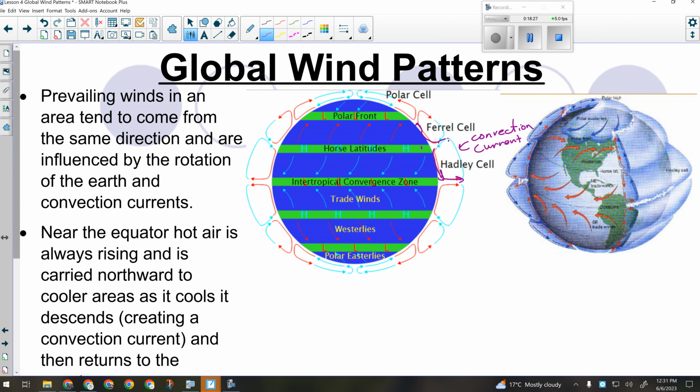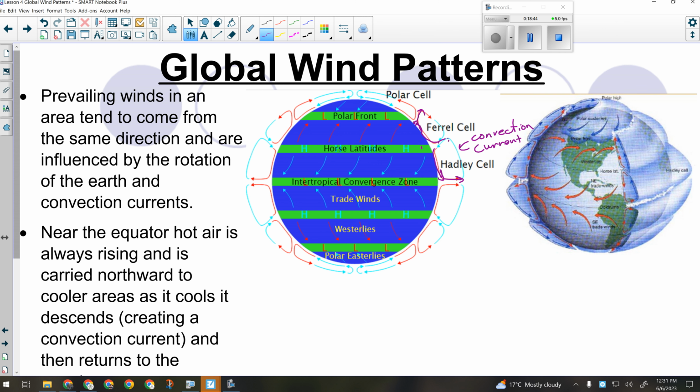Okay, it's just another example of a convection current. When that air gets to here, it's still warm because it's near the Earth's surface. And it's meeting air that's coming from the north, which has got to be cold. So it rises, and it creates this convection current that's going on here.